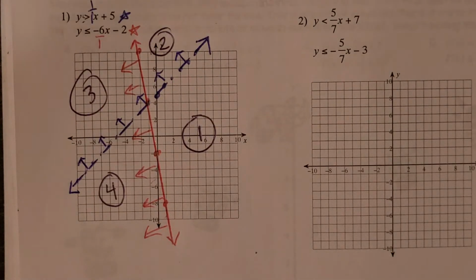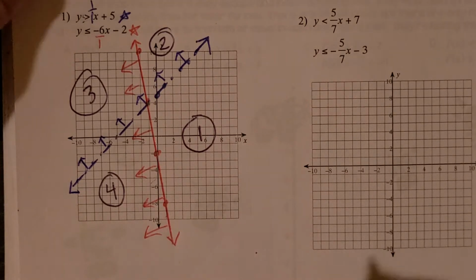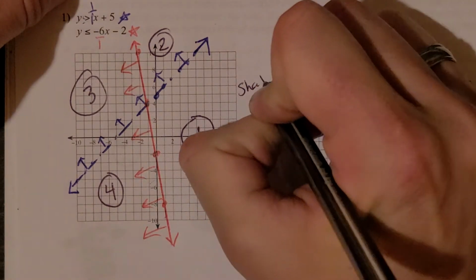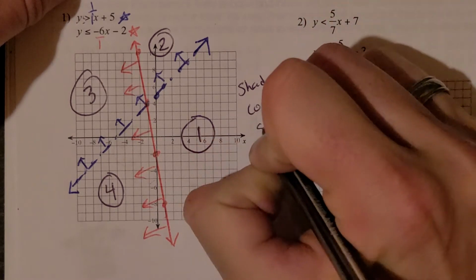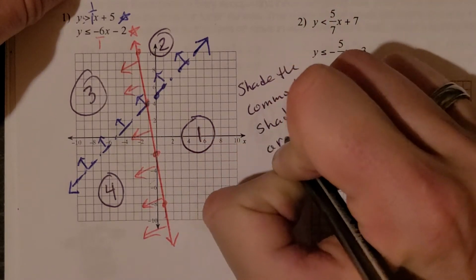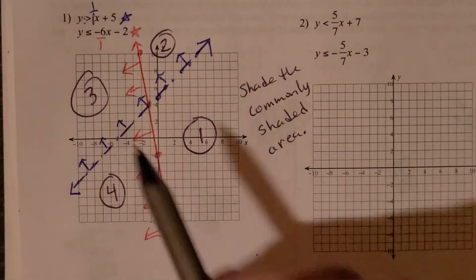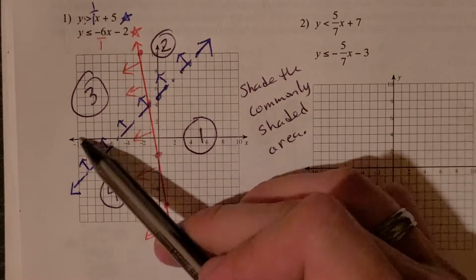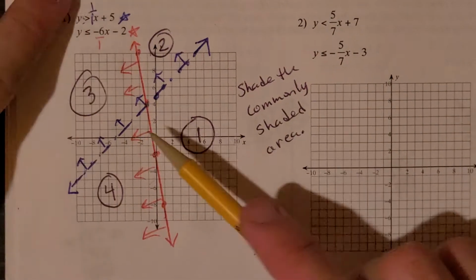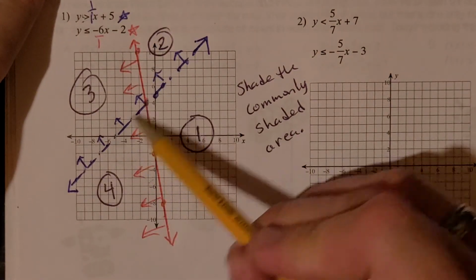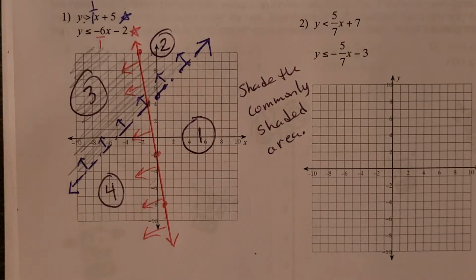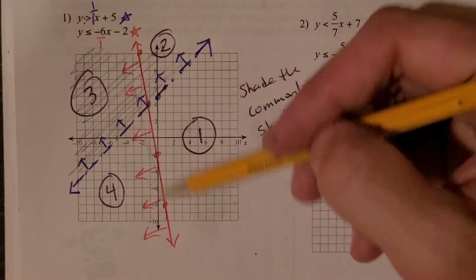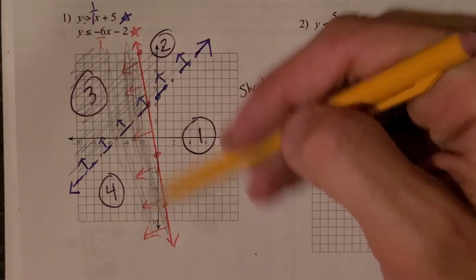Now, when I shade, I'm actually only going to shade one of those areas. And my goal is to shade the commonly shaded area. Here's what I mean by that. If I were to shade blue, it would have been all up here. I'm just doing this in pencil just for fun. It would have been up here, right? That's what would have happened if I had shaded in blue, for the blue line. If I had shaded in the red line, it would have been over here.